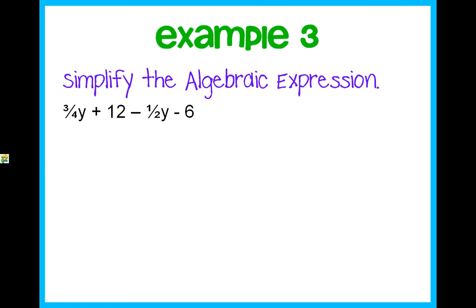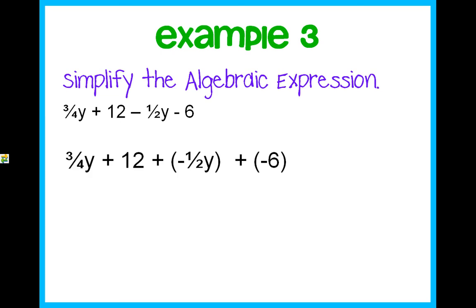Example number 3. Now that we know how to find our like terms, we're going to simplify the algebraic expression and combine everything. Just like we did the last time, we're going to have to make everything as a sum. So we had to change minus 1 half y to plus a negative 1 half y, and minus 6 to plus a negative 6. We're now going to combine all of our like terms together, meaning we're going to add them together to simplify this expression.